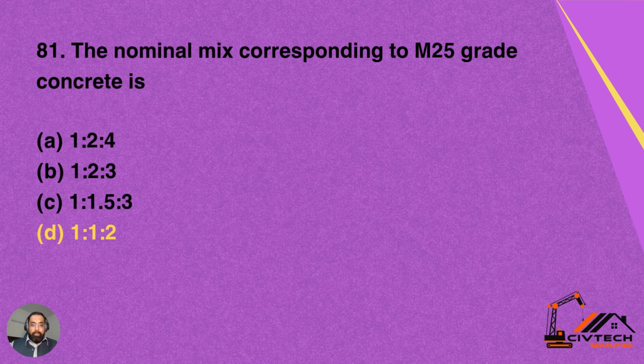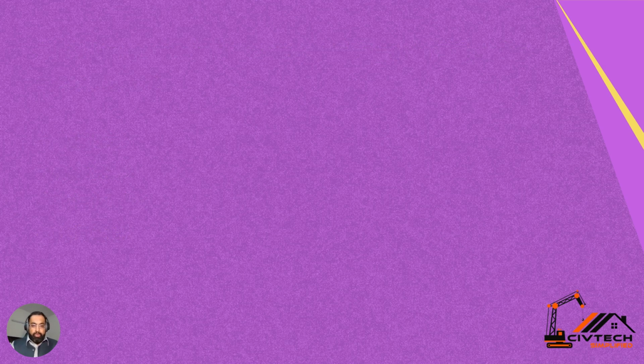Question 81. The nominal mix corresponding to M25 grade concrete is option A 1, 2, 4, option B 1, 2, 3, option C 1, 1.5 and 3, option D is 1, 1, 2. So M25 is 1, 1, 2. It's stronger than M20 and M15. So it's 1, 1, 2.